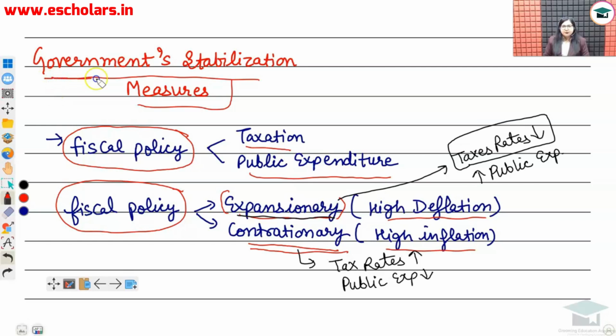So let's have a look. Government stabilization measures. Fiscal policy. There are basically two main tools of fiscal policy. One is taxation, another one is public expenditure. And there are basically two forms of fiscal policy, that is expansionary fiscal policy, which is used in case of high deflation in order to control the high deflation in the economy, and another one is contractionary fiscal policy, which is used in case of high inflation prevailing in the economy in order to control it.